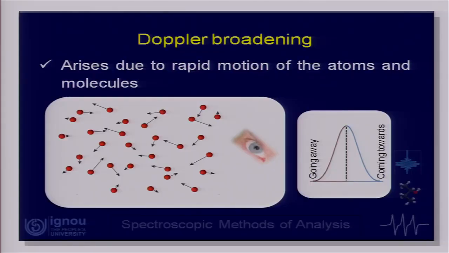Okay. The next factor, this is very interesting, is called Doppler broadening. I am sure that you know about the Doppler effect in sound, because we know that when you are on a railway platform, a train coming towards you or going away from you, we hear the two sirens very differently because of the relative motion of the trains with respect to you.